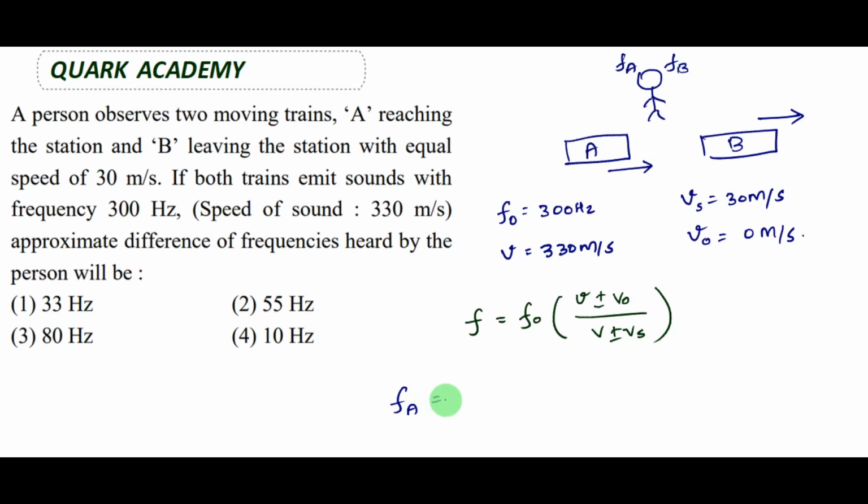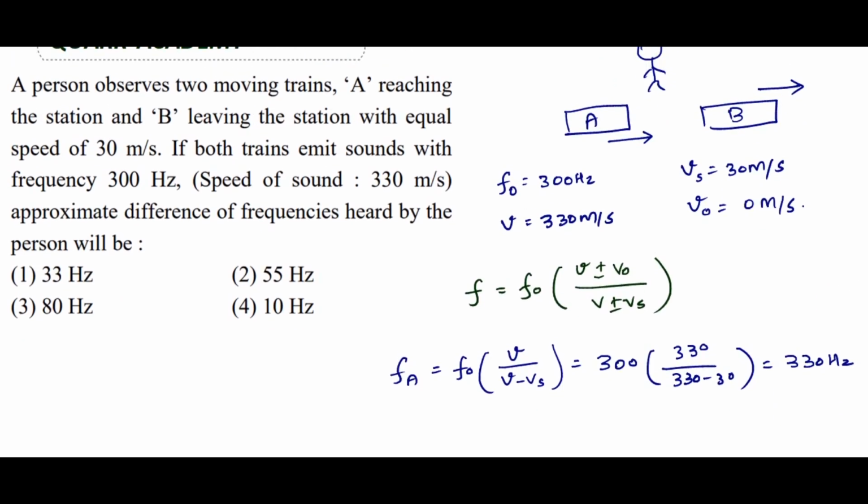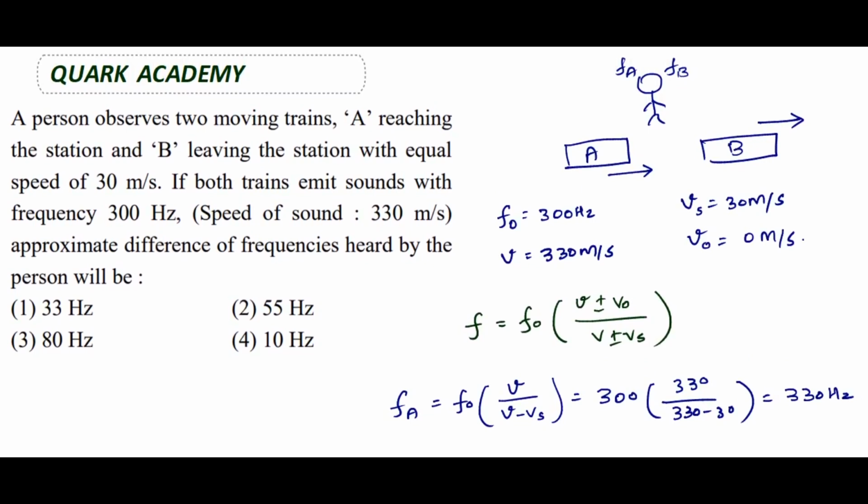So let's consider the first case, Fa. The train is moving towards the observer. It is reaching the station, so moving towards the observer, which means the distance between observer and source is going to decrease. The frequency will increase. If the frequency needs to increase, then the denominator should have a low value, so it should be negative. Since V0 is 0, I haven't put anything here. Let's substitute: 300 times 330 over 330 minus 30. So we'll get 330 Hz. This is the frequency of train A heard by the observer, which is Fa.